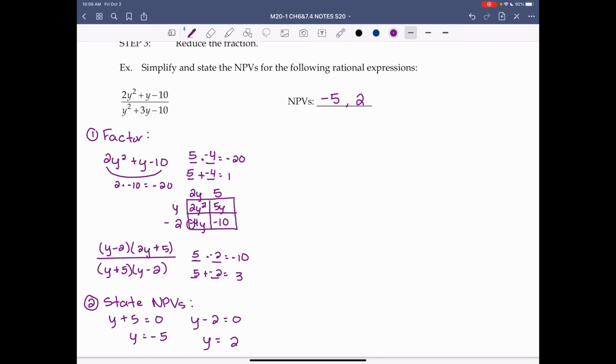Step 3, we can reduce our fraction. Writing my factored form again, I had y minus 2 times 2y plus 5 over y plus 5 times y minus 2. So what common factors do I have in the top and bottom? I have y minus 2, y minus 2. So I can divide the y minus 2's, they divide to 1. I'm left with the reduced rational expression 2y plus 5 over y plus 5.